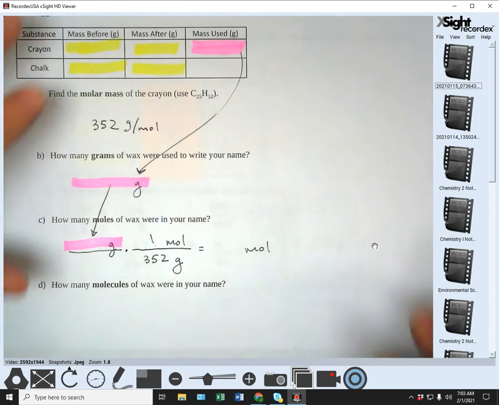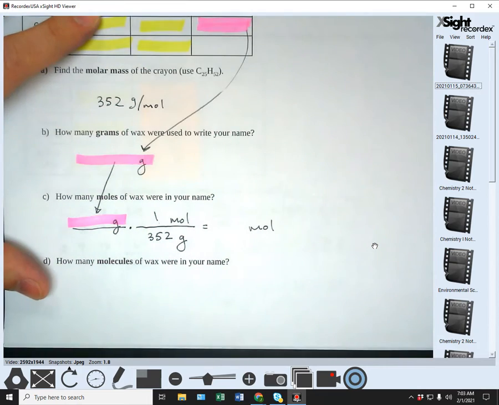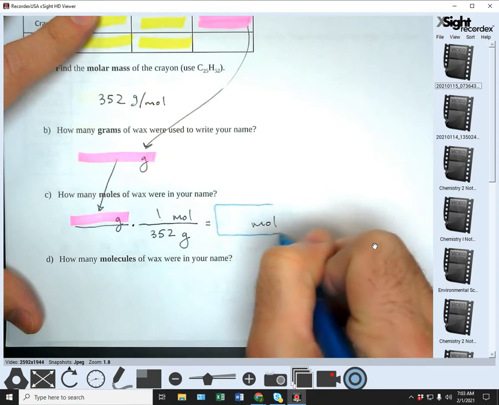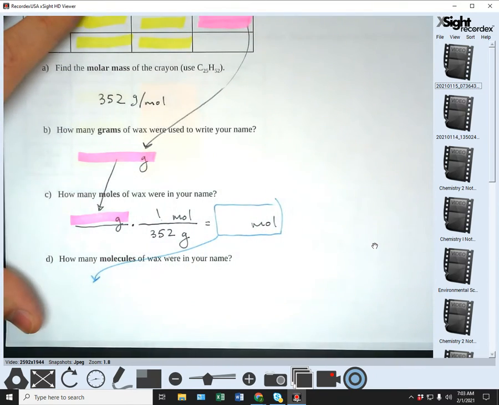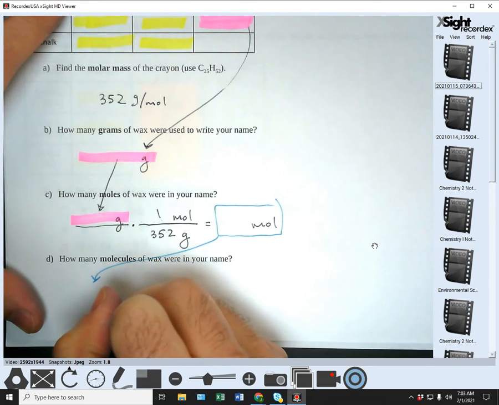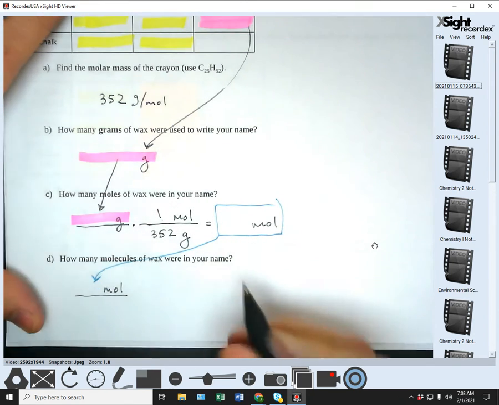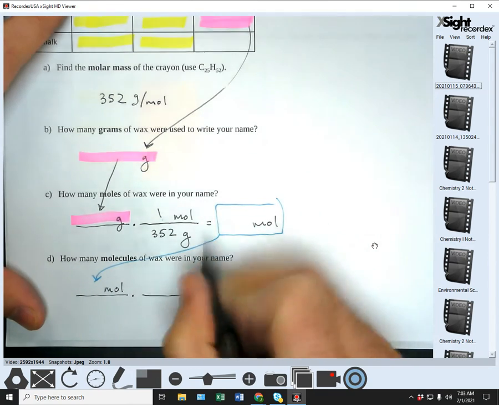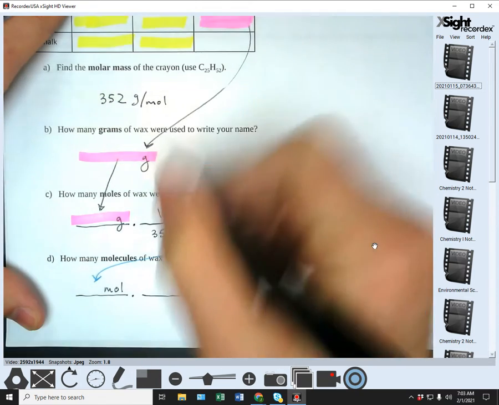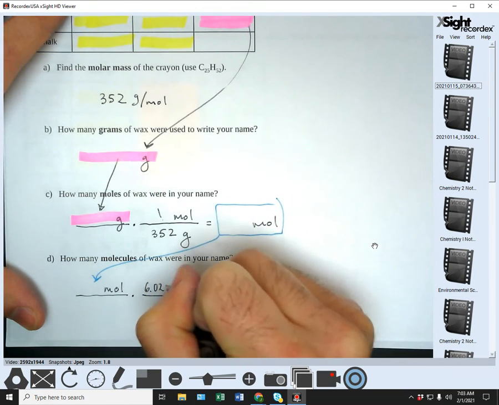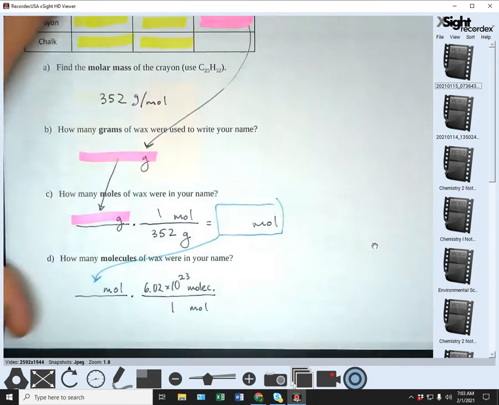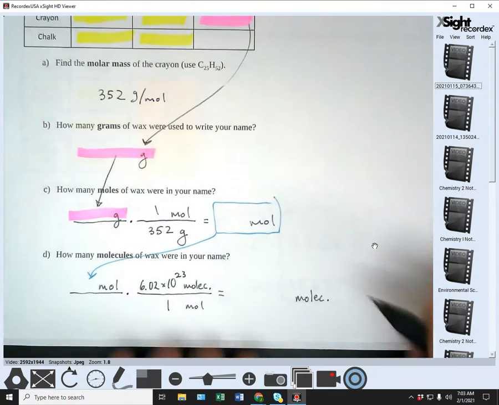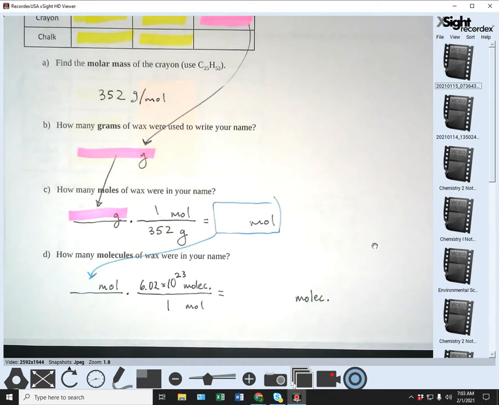How many molecules of wax? Same exact thing as before. Okay, you take the moles from up here, you start with that. So however many moles, and you convert moles to molecules. Again, using the same thing. 1 mole, 6.02 times 10 to the 23rd molecules. Right? You do the multiplication, you get the number of molecules that were in your name that you wrote. Okay.